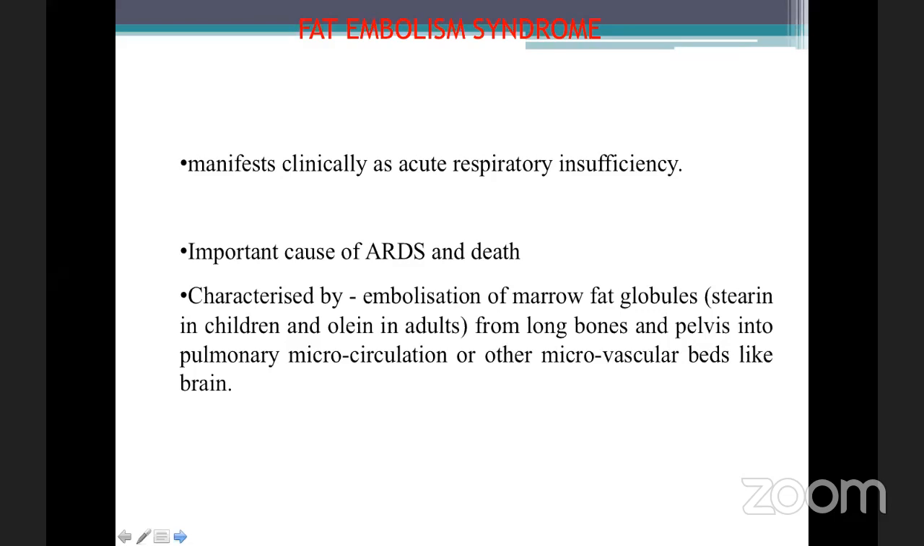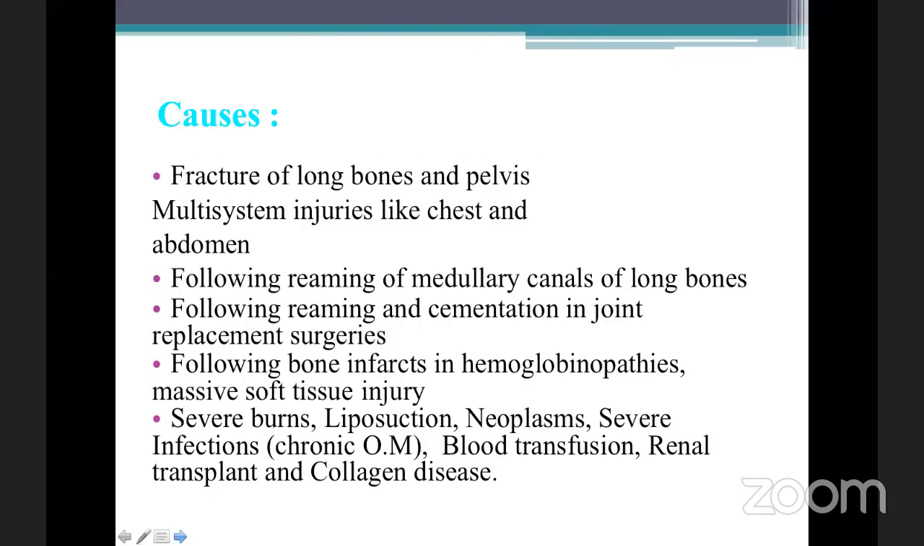fat embolism syndrome. So it manifests clinically as acute respiratory insufficiency when your pulmonary vasculature or pulmonary capillaries are obstructed by the fat embolus that is dislodged from the long bone marrow. I hope it's clear. So what are the causes?